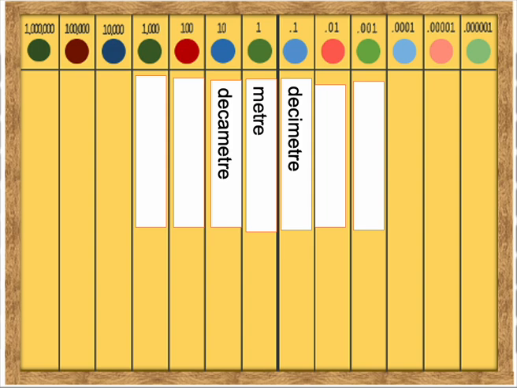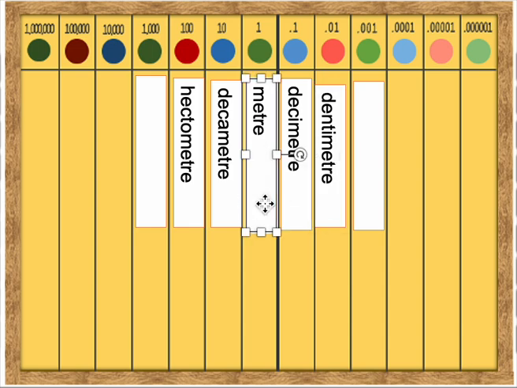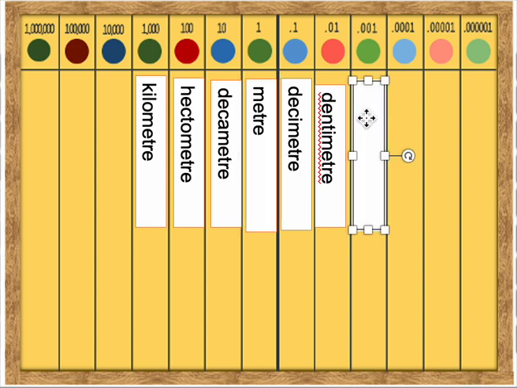When we take our meter 100 times and multiply it by 100, we get a hectometer. When we divide our meter into 100 equal parts, it gives us centimeters. When we take our meter and we multiply it by 1,000, we get a kilometer. When we take our meter and we divide it by 1,000, we get a millimeter.